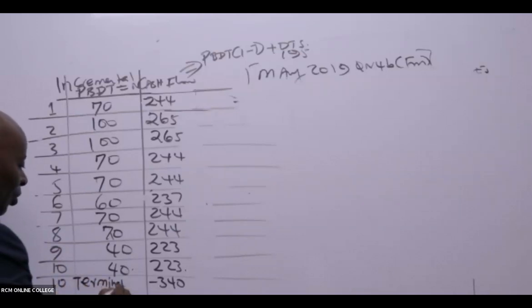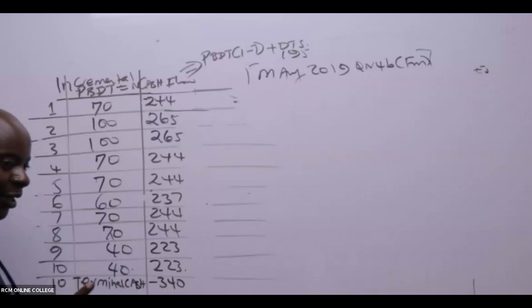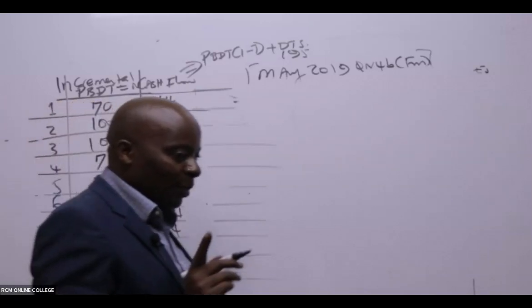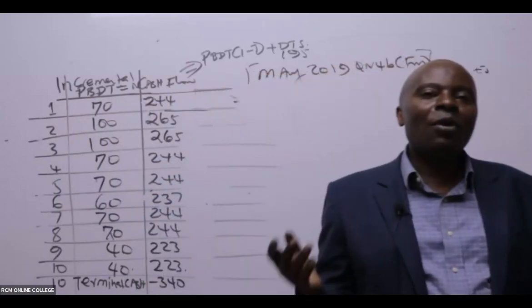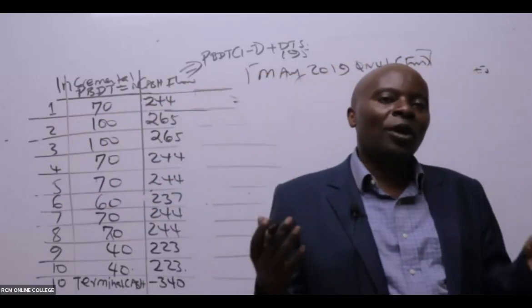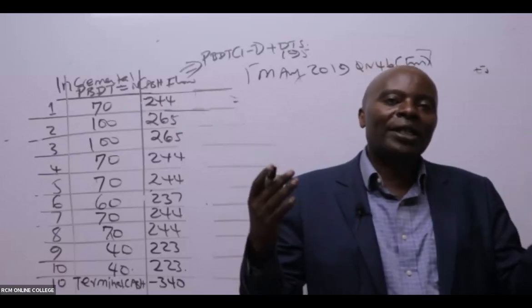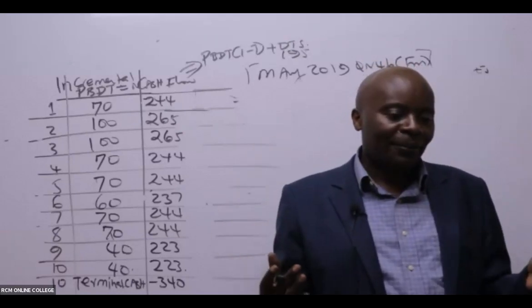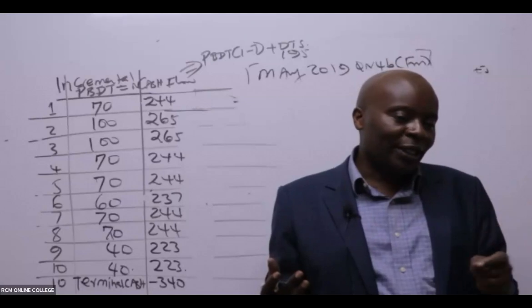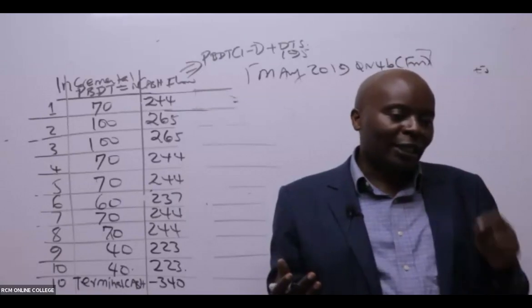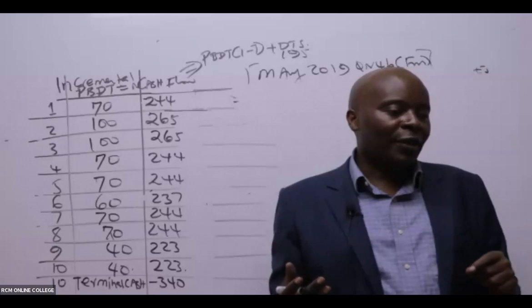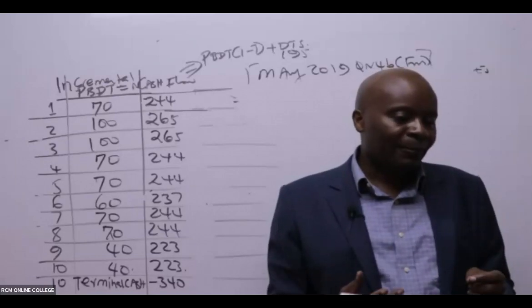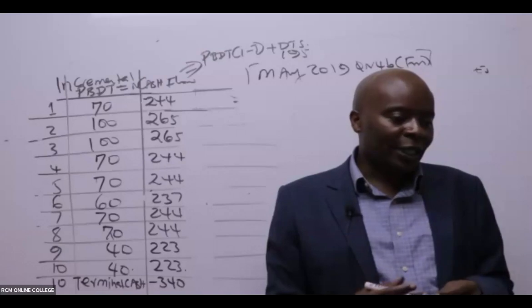Terminal cash flow. Was it minus 340? Walter, was it minus 500? Perhaps Walter has just come now. Have you forgotten that you're looking at the incremental and we had done a working, which gave us the incremental of minus 340?